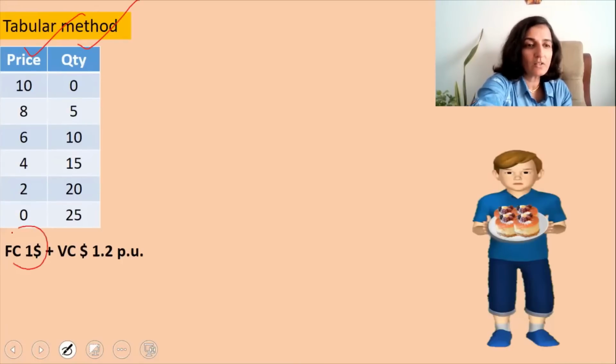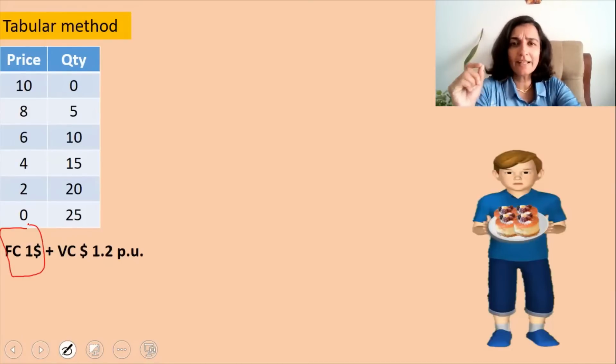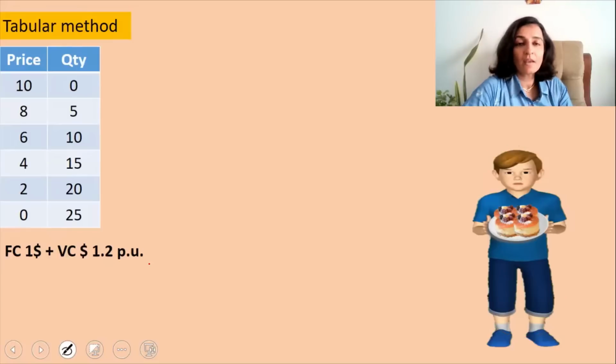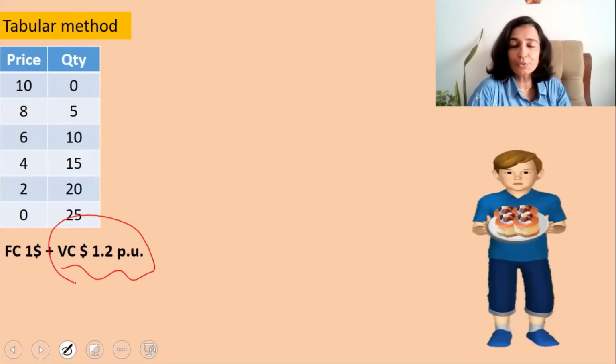And fixed cost is $1. So we will take the total fixed cost as $1 for that particular day. This boy has to pay $1 to the Residents Association for setting up a stall. So this $1 he has to pay irrespective of the quantity that he sells. So it is a fixed cost. And the variable cost per unit is $1.2.